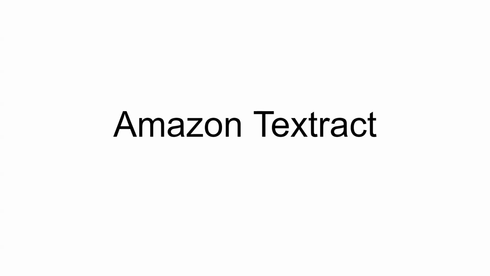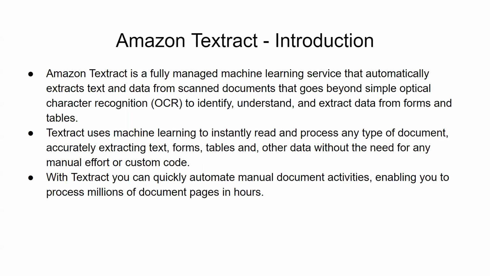So let's get started. Amazon Textract is a fully managed machine learning service. You don't need to worry about the infrastructure because this is fully managed. It automatically extracts text and data from all of your scanned documents. You can give your scanned documents in JPG format, PNG format, or PDF format. It goes beyond simple optical character recognition, or OCR, in order to identify, understand, and extract your data and present it as forms and tables.